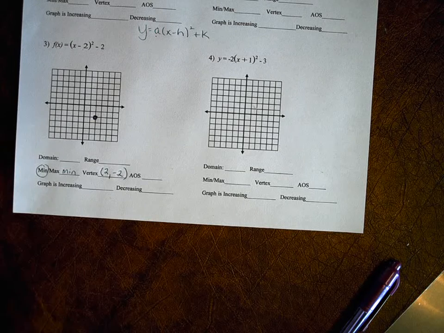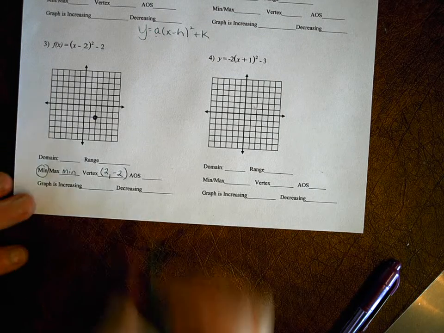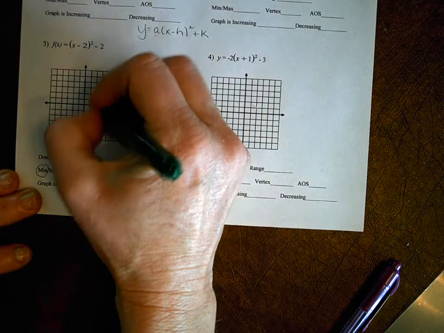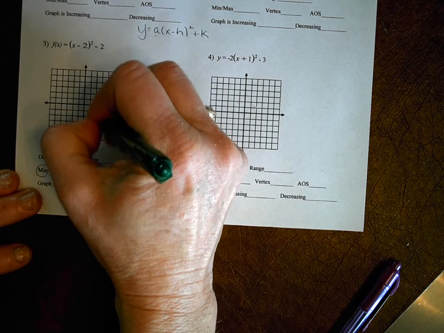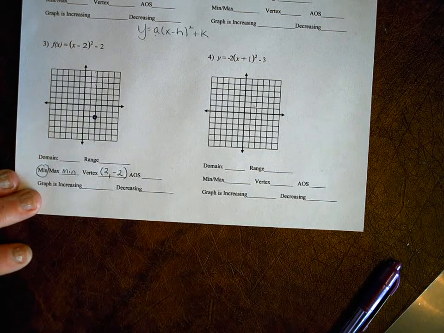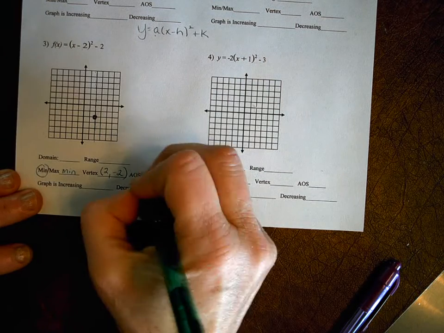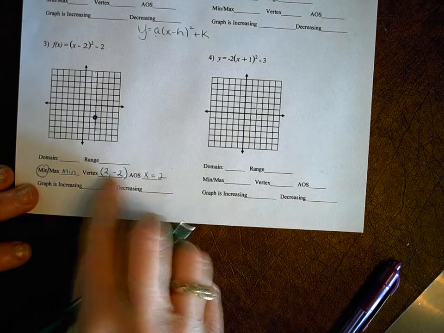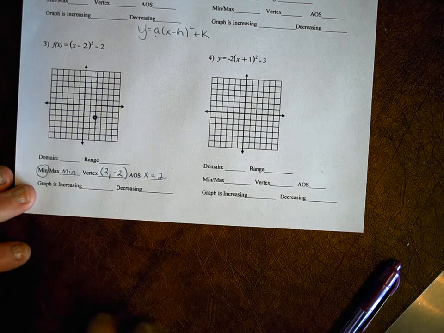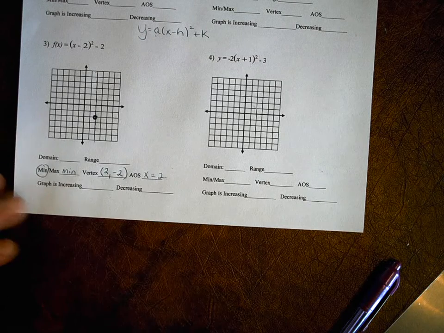Because the graph is going to be a smile, opening up. And I also know that the graph is very symmetrical, a U, and this is going to be what's called the axis of symmetry. It's a line in the middle, and that's going to be at x equals 2. This is always at h. H, k, h. Now the range is going to also use the k.